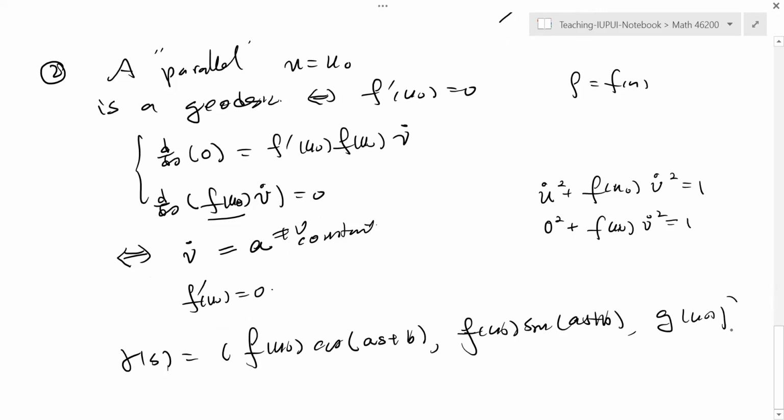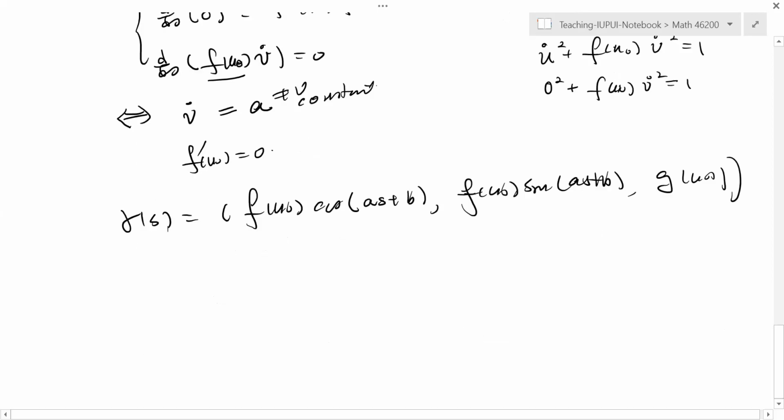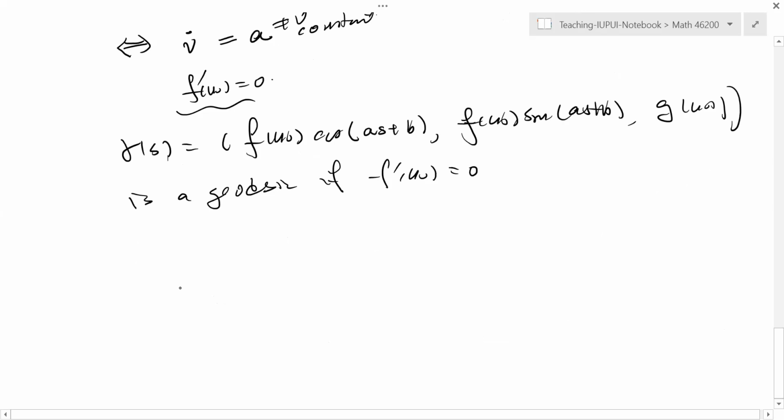This is a parallel, okay? So this is a geodesic. And there's a condition that f prime is 0, okay? And there's a condition of this, okay? Is a geodesic with f prime. All right, so what is f?